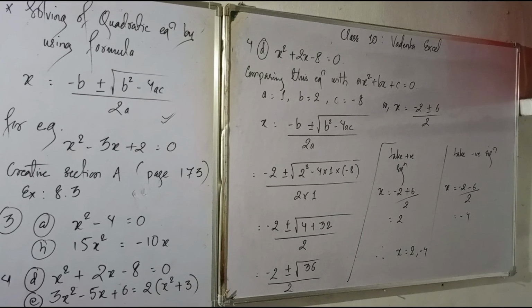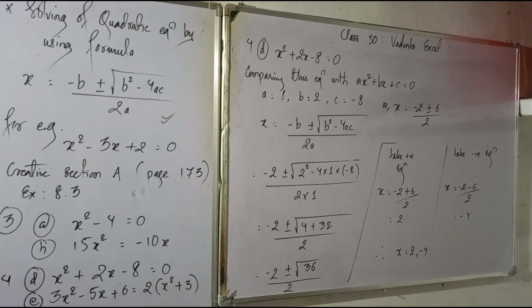Now, I think this is the shortest method to solve quadratic equations. Now let's move on to number 4. Yes, number 4D. No, not the 4D, 4D is what we have just done. Now let's move on to number 4E. This will be the last question for today's video.